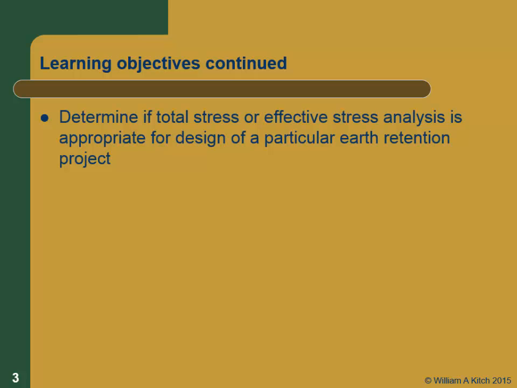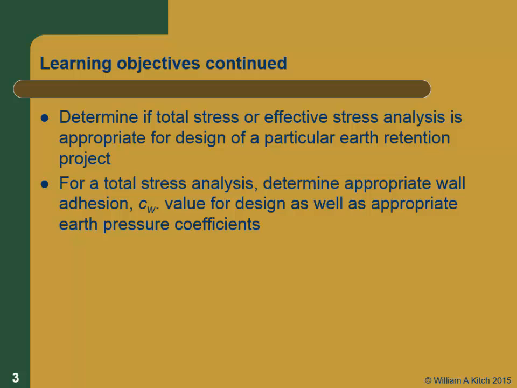I'm going to very specifically talk about review total stress and effective stress analyses, which should be a review for most people, but it's really important that you understand when you should be using one and when you should be using another. And then for the total stress analysis, I'll be talking about some of the guidelines that are in the FHWA manual about what the wall friction cohesion value should be.